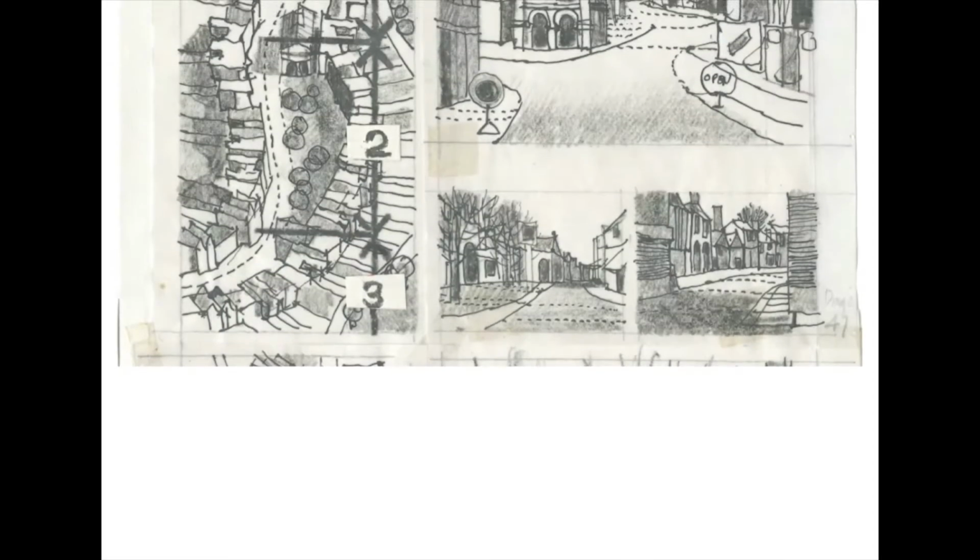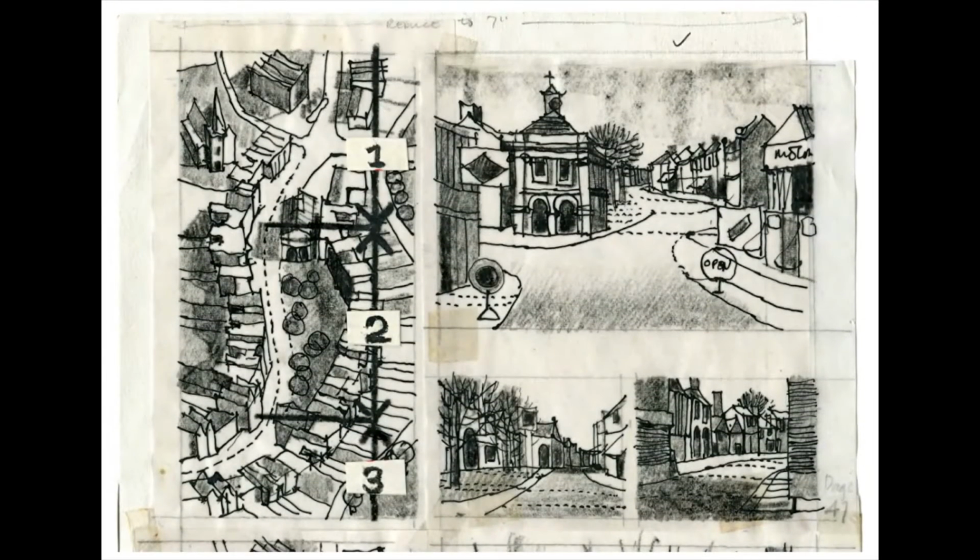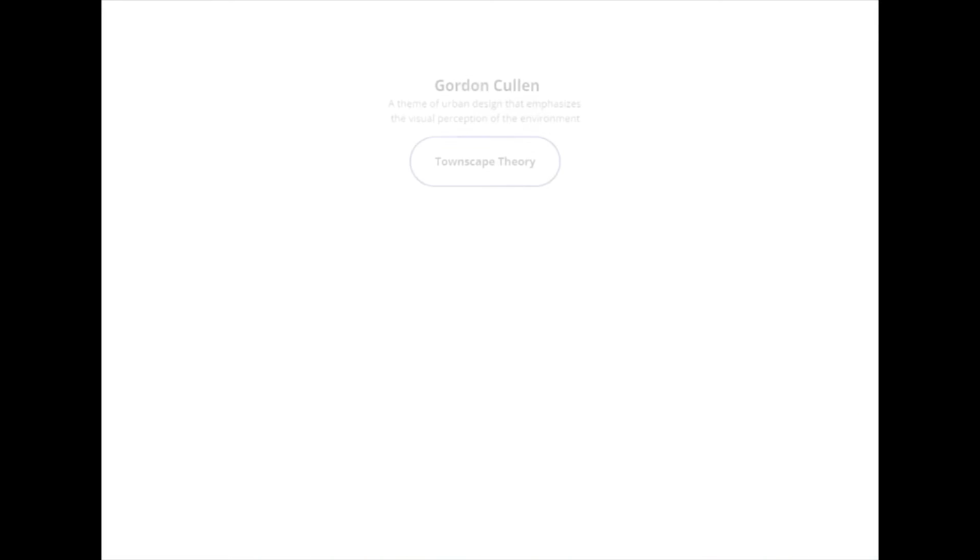The even progress of travel is illuminated by a series of sudden contrasts, and so an impact is made on the eye, bringing the plan to life. In the theory of Townscape, the reader of Concise Townscape by Gordon Cullen, a theme of urban design, emphasizes the visual perception of the environment.